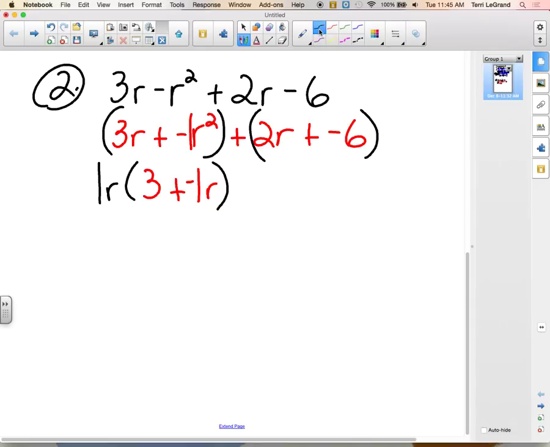Now we're going to bring down our addition sign, and we're now going to GCF the second group. What's the number GCF of 2 and negative 6? What's the largest number that they're both divisible by, Isaac? 2. Okay. Can we take any r's out of both of them? No. So 2 is going to be as good as it's going to get. 2r divided by 2 is just r. Plus negative 6 divided by 2, negative 3.